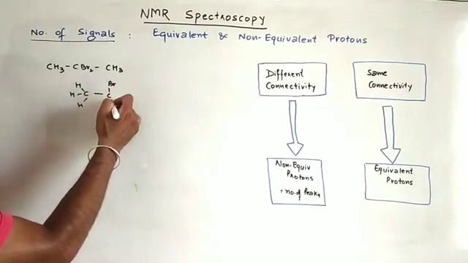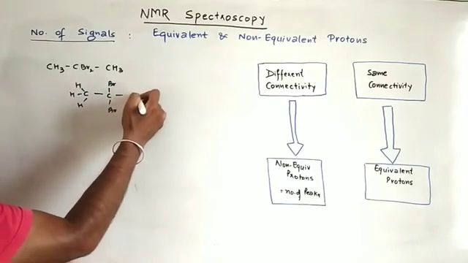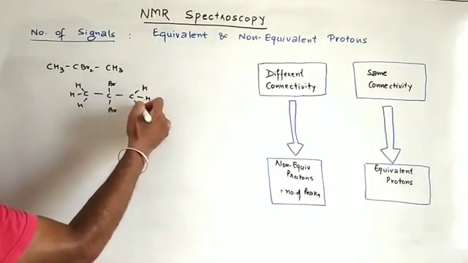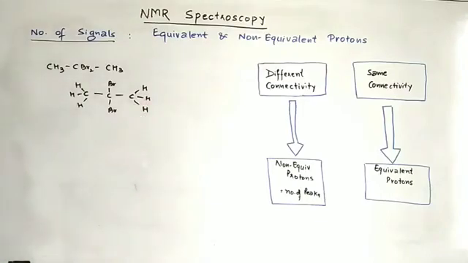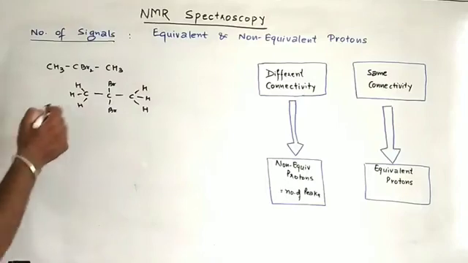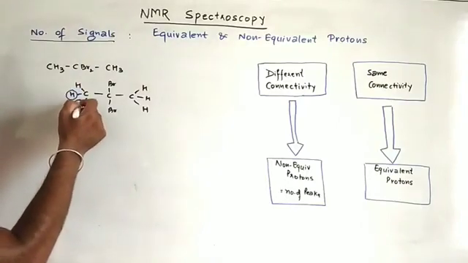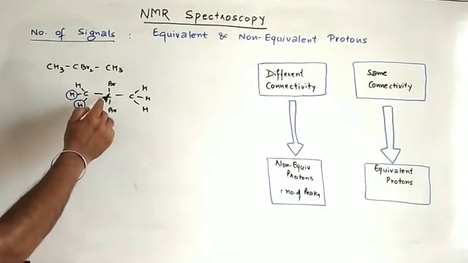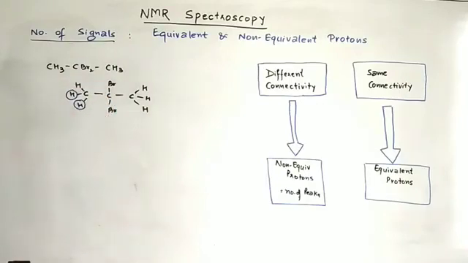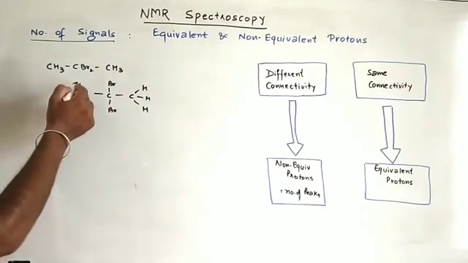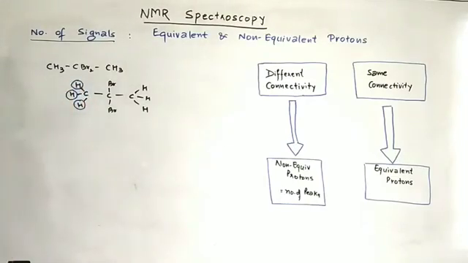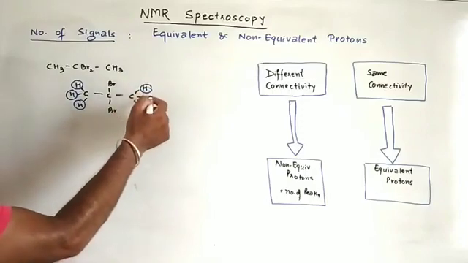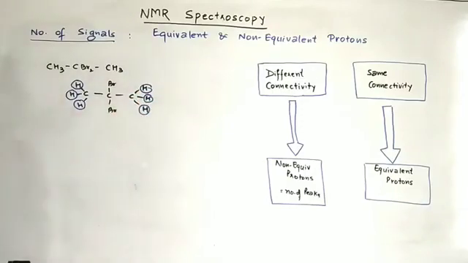So this is 2,2-dibromopropane. Now see these three protons. If you compare these two protons, they are equivalent as they are connected to carbon. Carbon is further connected to carbon, which is connected to 2-bromine, and next is a methyl group. So all three protons, they are equivalent. These three protons, they are also equivalent.